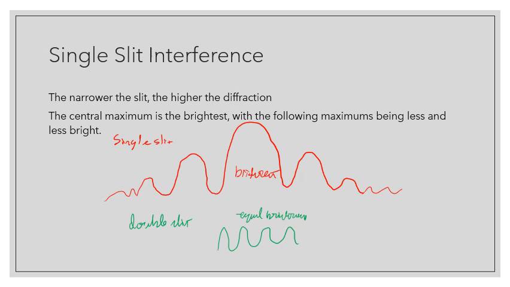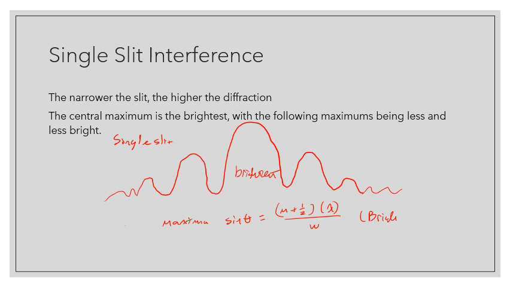So here are the equations for single slit interference. For the maximum, we have sine theta is equal to (m plus 1/2) times lambda over w. So these are the bright areas, and this w is the width of the slit. For the minimum, we have sine of theta is equal to n times lambda over w. So these are the dark areas.